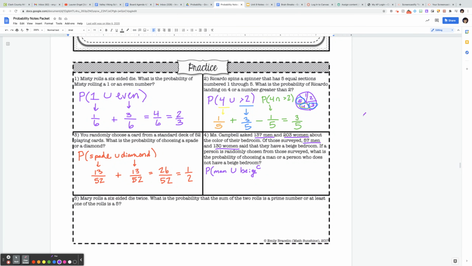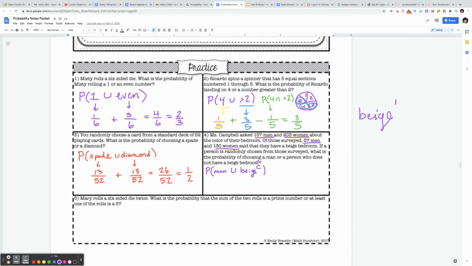You could also notate it this way, with a little dash right here. It means not or the opposite. Okay, so the next question I have to ask myself is, are these two events overlapping or are they mutually exclusive? These two events are overlapping. It is possible in this survey for her to randomly select a man who does not have a beige bedroom.